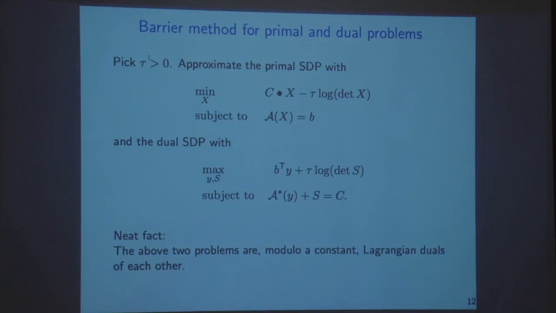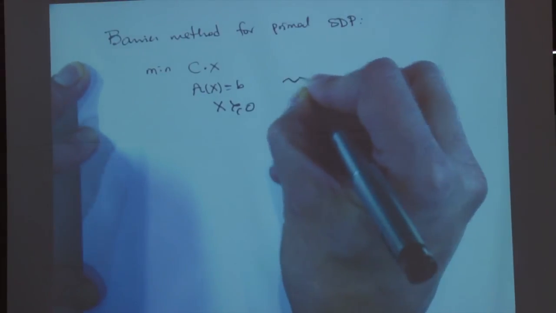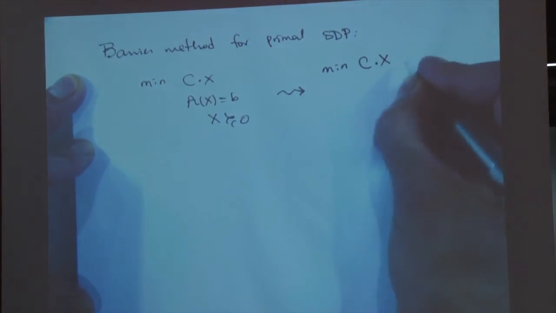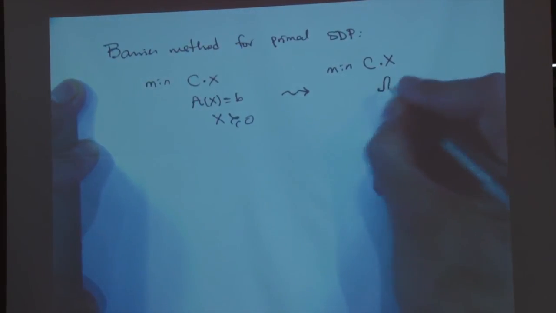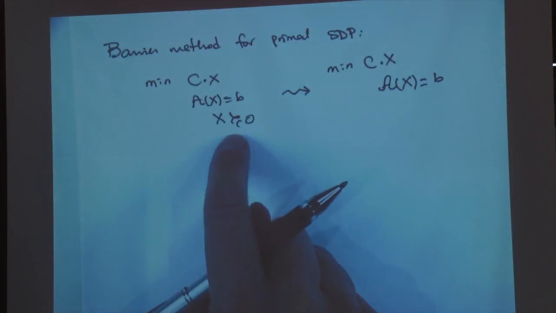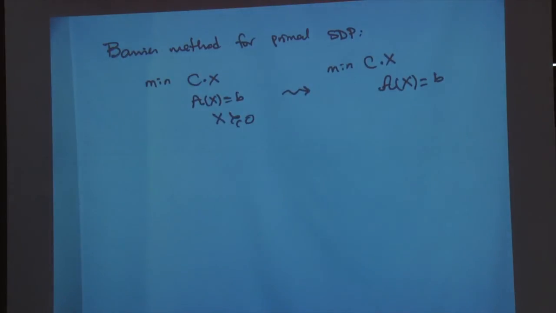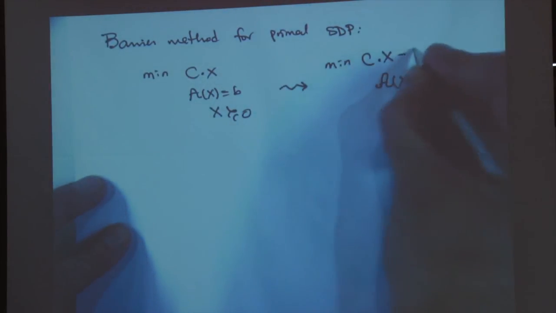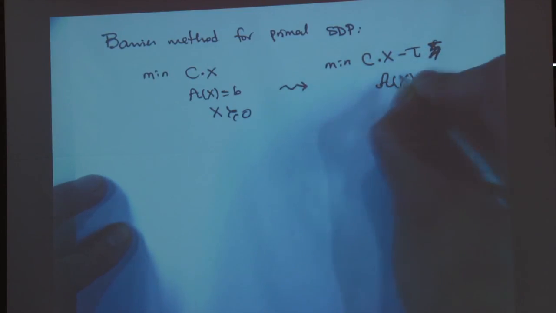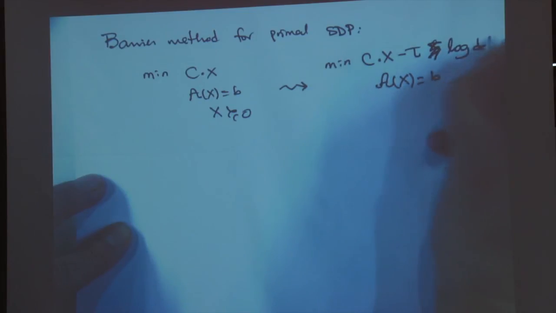here we have our primal SDP, right? So then we approximate that with, we replace, this is the difficult part, the inequality constraint. So we replace this with a barrier function. Okay, we replace this with a barrier function. So the barrier function is this function, tau log of the determinant of x.